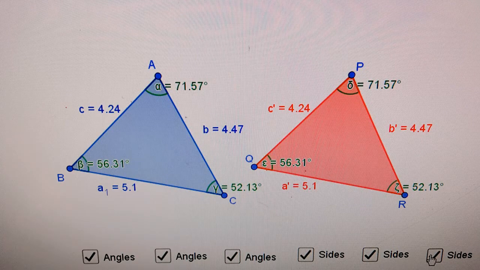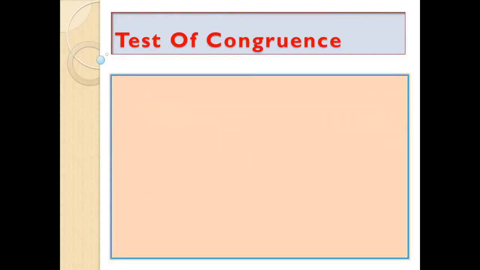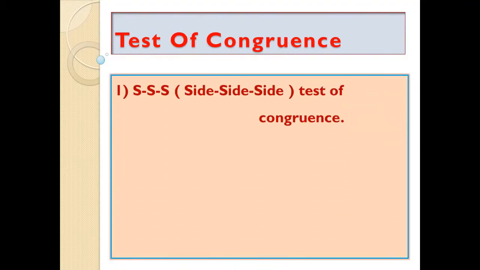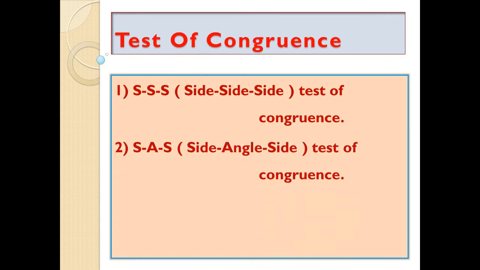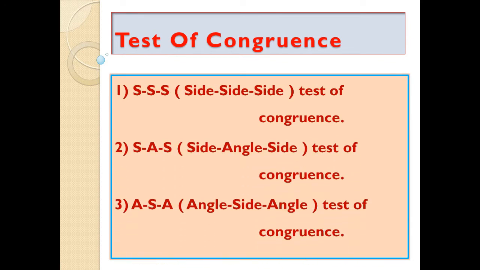Well students, see some tests of congruency, how to prove and how to write the congruency of two triangles. Here we are going to learn three different types of tests. The first test is SSS, the side test of congruence. Second, the SAS test, that is side angle side test, and the ASA test, that is angle side angle test. Before that, we have to watch this video.